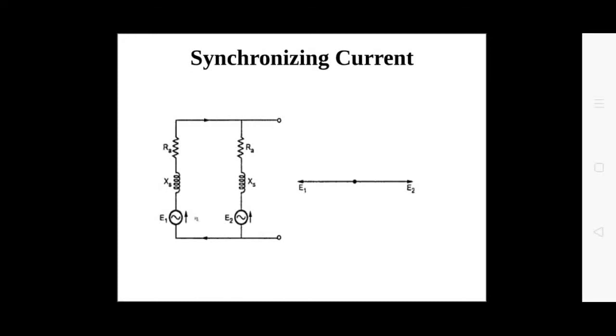Welcome back. In the previous session, we discussed parallel operation of alternators, conditions for successful parallel operation, then methods to synchronize alternators, etc. In this session, we are going to discuss some important terms related to parallel operation. That is, terms such as synchronizing current, synchronizing torque, synchronizing power. Then we will also go through the power angle curve for alternators.